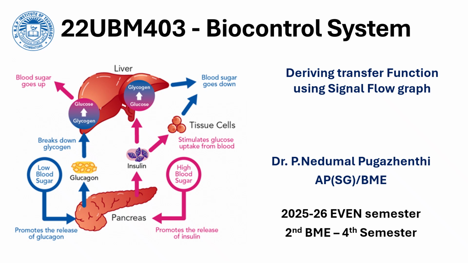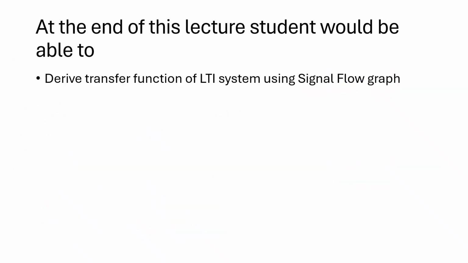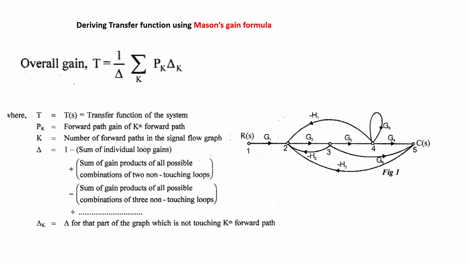In the previous lectures, we have been discussing the introduction to signal flow graph and the conversion of signal flow graph from a given block diagram. If a block diagram or a signal flow graph is available, how to derive a transfer function from that particular signal flow graph? We will focus our lecture towards that today. So at the end of this lecture, you will be able to derive transfer function for a given linear time invariant system using signal flow graph.